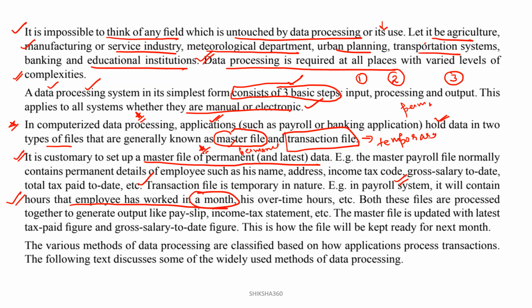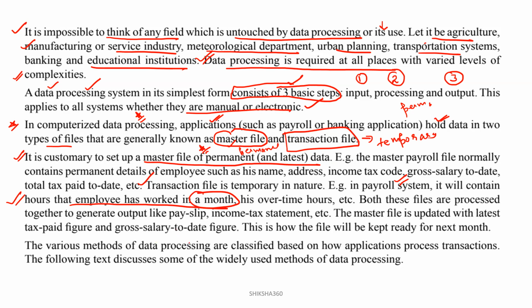In data processing, we have to know that an application holds data in two types of files. The first is the master file, the permanent data file, and the second is the transaction file, which is considered the temporary file.